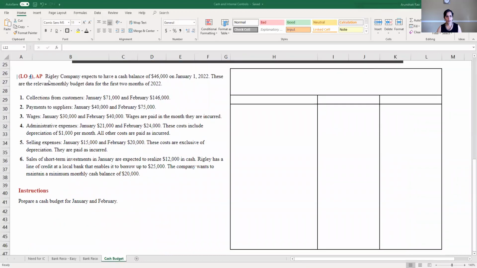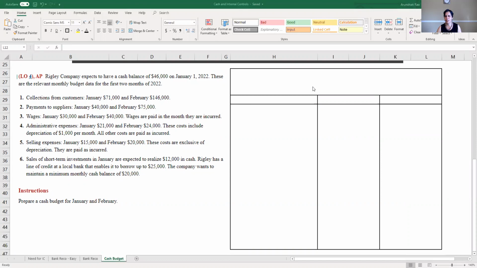So we have a company, Wrigley Company, that expects to have a cash balance of $46,000 on Jan 1st, 2022. They have relevant data for the first 2 months of 2022, 6 pieces of information, and they've asked us to prepare the budget for the months of January and February.